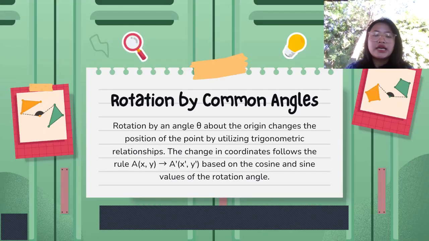Okay. Besides these standard angles, rotation can also be performed using any angle, which is usually represented by theta. In this case, we use trigonometric functions, namely cosine and sine, since the new coordinates are calculated using the rotation formula. This formula allows us to rotate a point by any angle around the origin. Therefore, trigonometry plays an important role in geometric transformation.